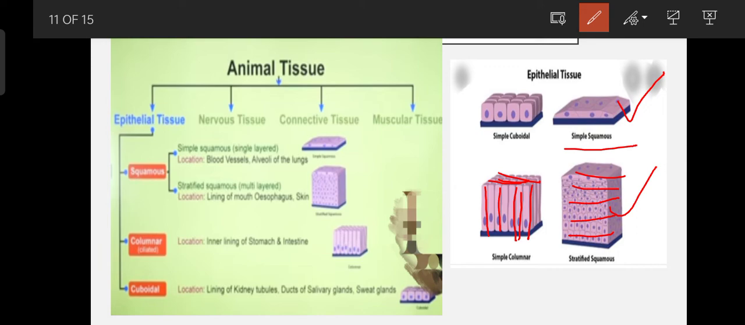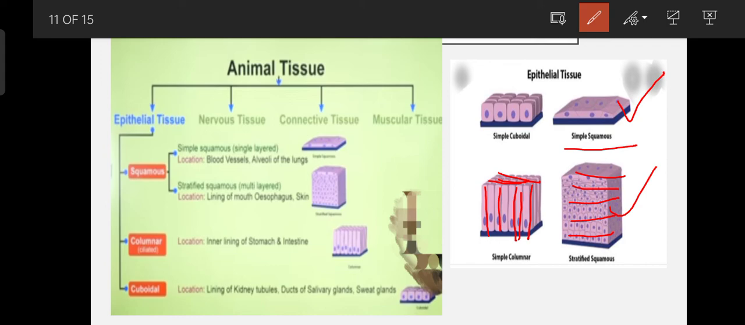So this is about the epithelial tissue: squamous, columnar and cuboidal. Squamous has two types: simple squamous means single layered, stratified squamous means multi-layered. Then columnar, which is also called ciliated columnar epithelial tissue, and the last one is cuboidal.